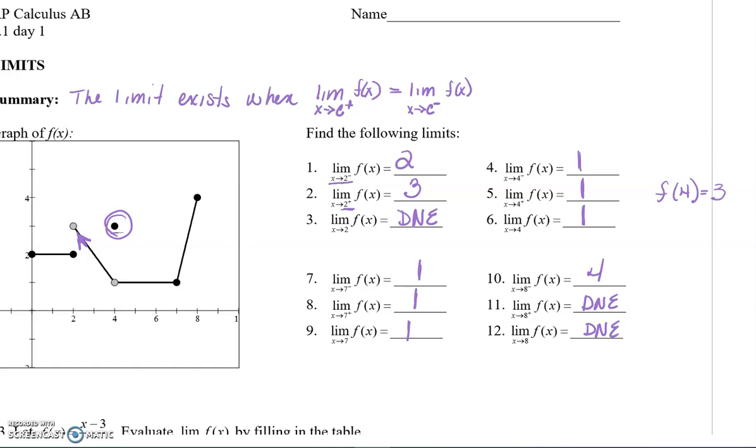So you should have had some time to work 7 through 12. Now 7, 8, 9 are pretty straightforward. The limit does exist. It's 10, 11, and 12. So on 10, that left-hand limit does exist, but there is no right-hand limit. We can't approach 8 from the right. So the big question is, does the limit exist? And by definition, we would say no.